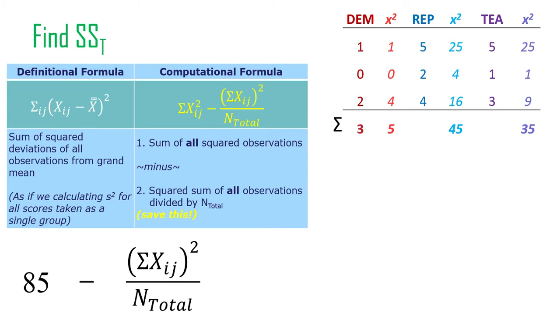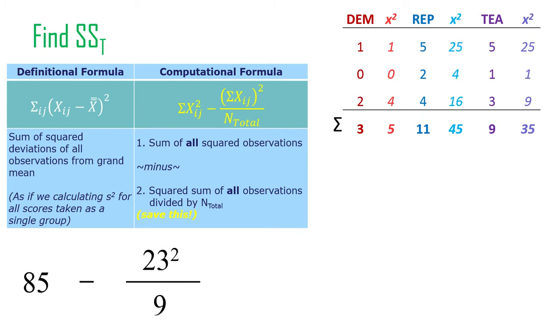So now we just add things up. So 1, 0, and 2 make 3, 5, 2, and 4 make 11, 5, 1, and 3 make 9, 3, 11, and 9 make 23. So we square that. Did you see how that worked there? Sum of x quantity squared. Add it up, then square it.